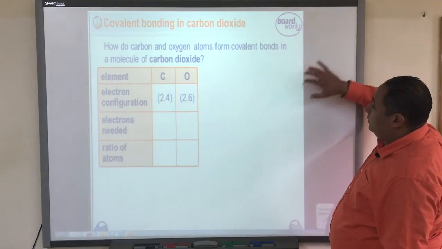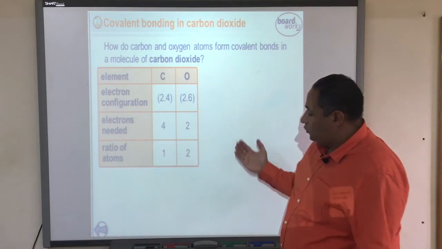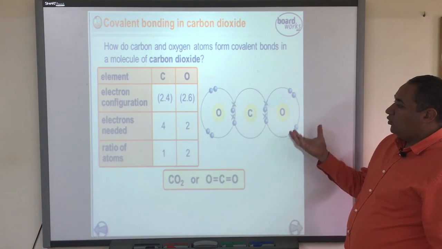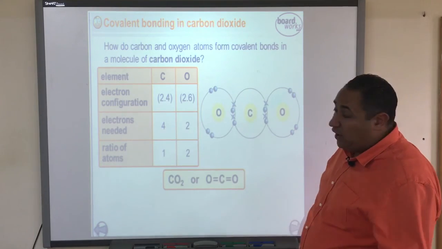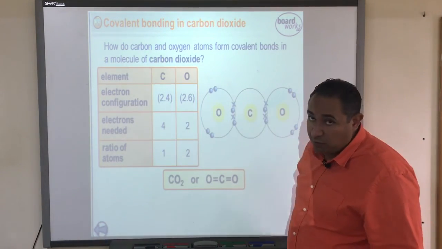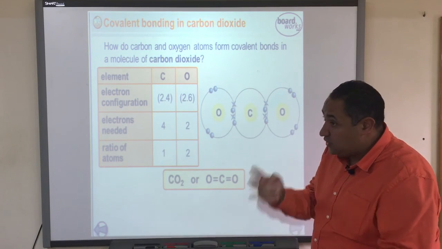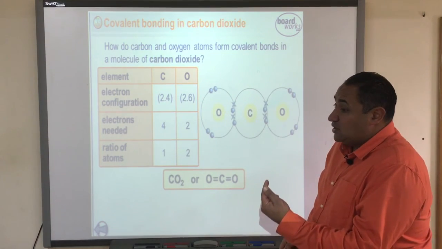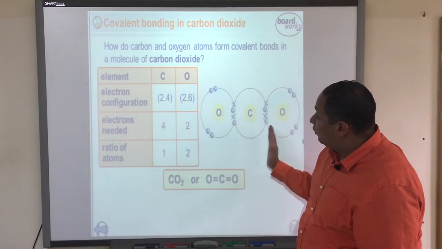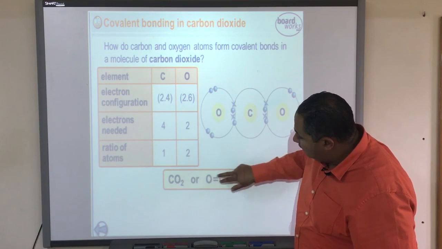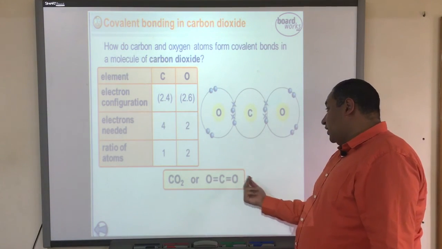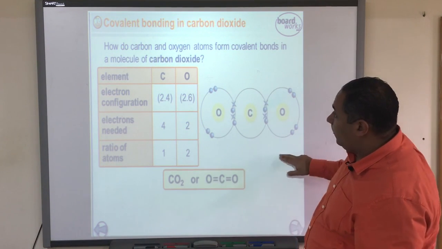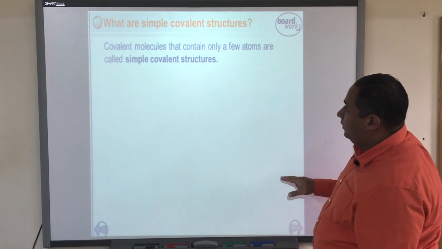Perfect. 4, 2, simplify, cross, carbon, O2. The carbon here shares 4 electrons, 2 for this oxygen and 2 for the other one. If you share 2, it means double covalent bond. If you share 1, this is single covalent bond. As you see, the carbon shared 2 electrons to this side, so it is double covalent. And 2 from the other side, so it's also double covalent. So C, double covalent bond, O, double covalent O.